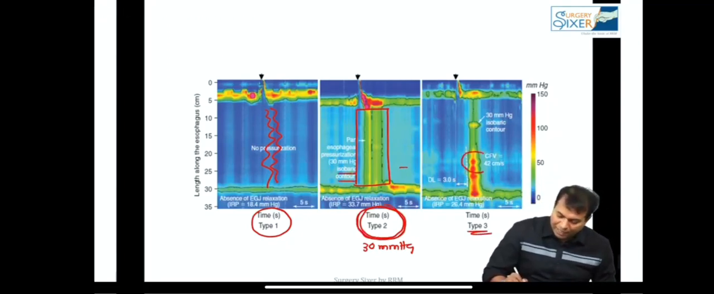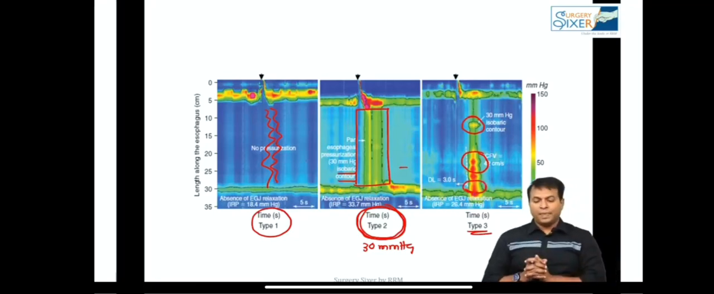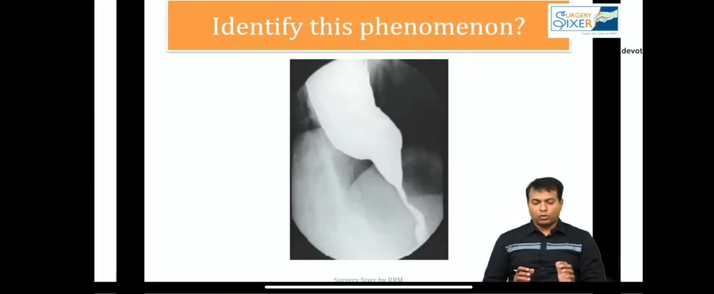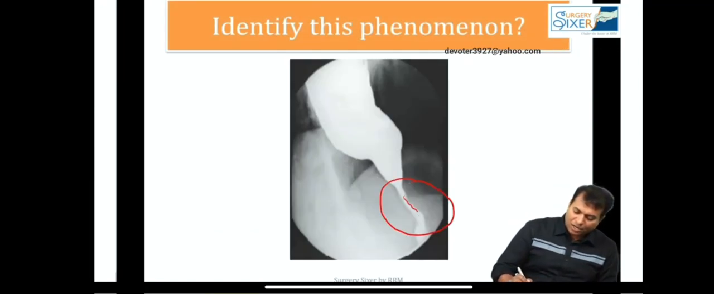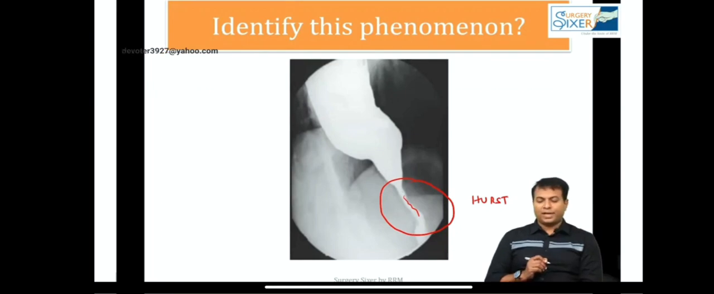And in type 3, you can see segmental increased amplitude. Segmental increased amplitude is seen in type 3 achalasia. So type 1, type 2, type 3 achalasia. These are the points we discussed regarding the Chicago classification. And what phenomenon is this? From the bird's beak, there is contrast flowing. This is known as Hurst phenomenon. Please don't forget, this is Hurst phenomenon.